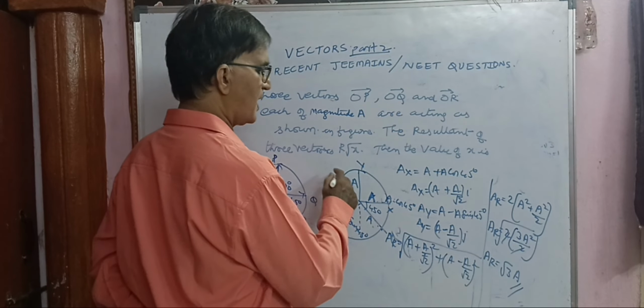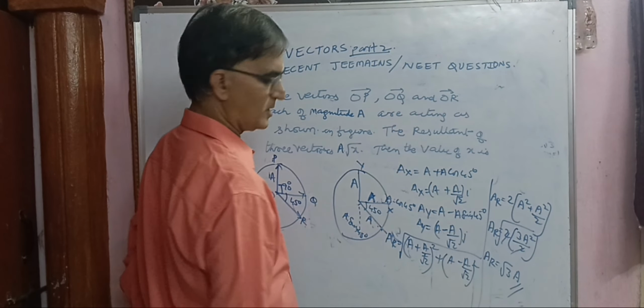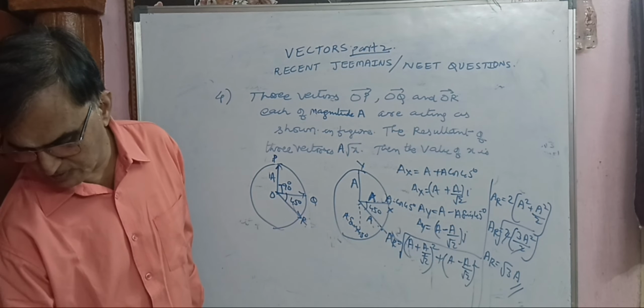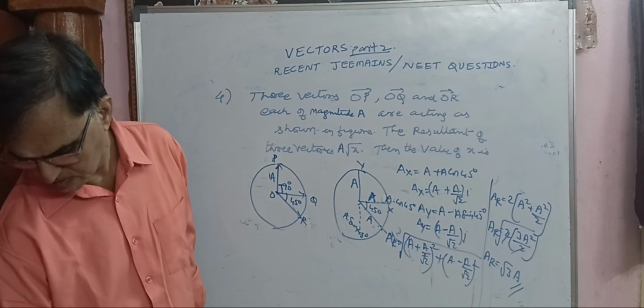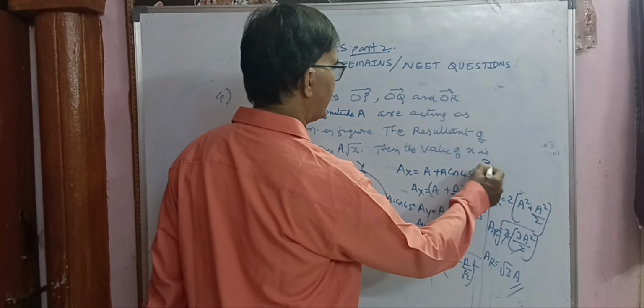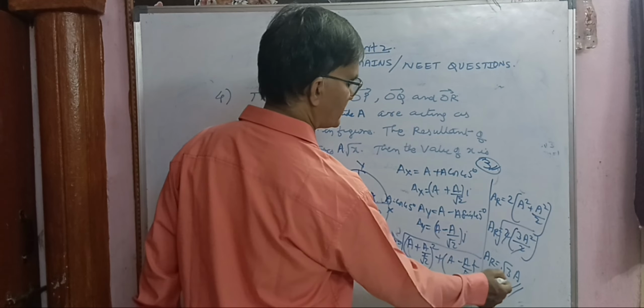So A into root x, you got here. So x will be how much value? X, you will get as 3. X is 3. This is the option.